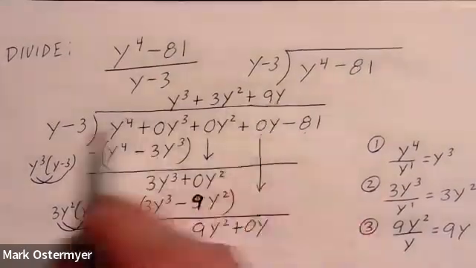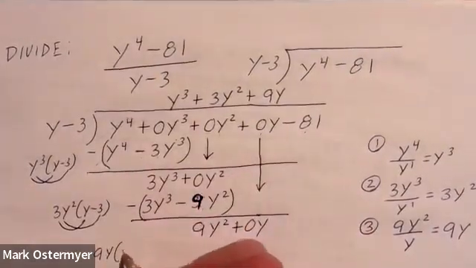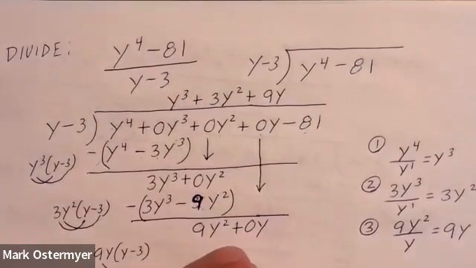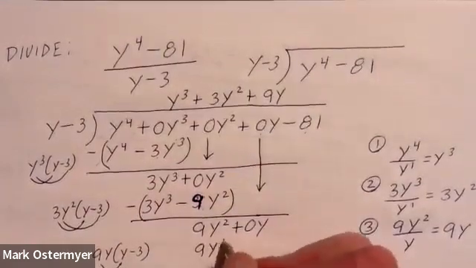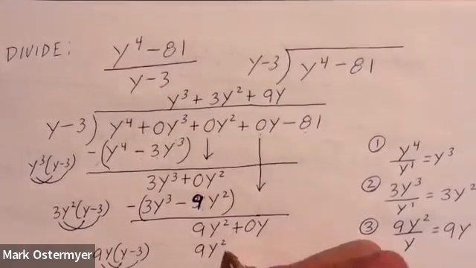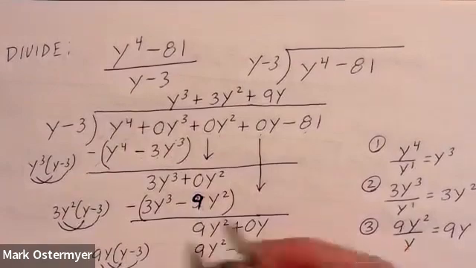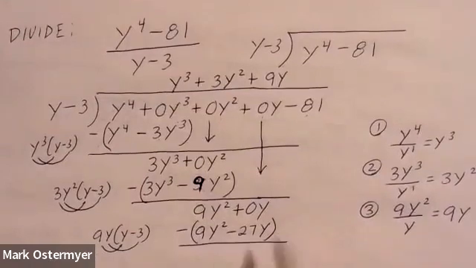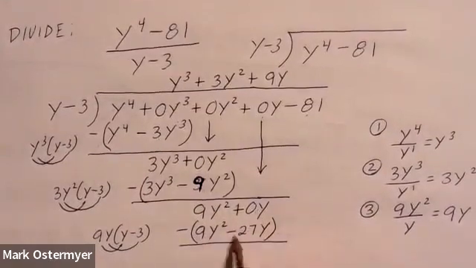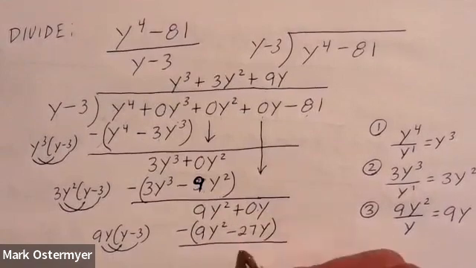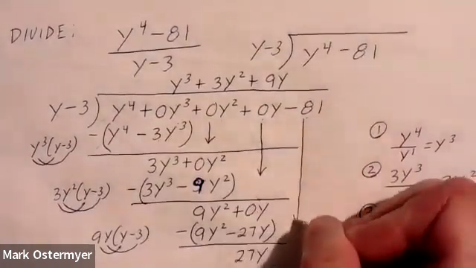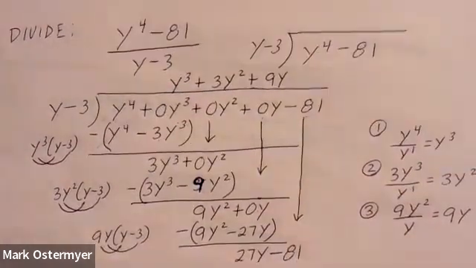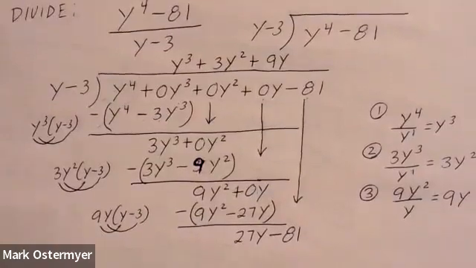Take the 9y, multiply it by your divisor, and what do we get? 9y times y is 9y squared. 9y times -3 is -27y. Subtract off the whole polynomial. Now, 9y squared minus itself is 0. 0y subtract a -27y is 0y plus 27y, which is 27y. Bring down the -81. Here's the last round of division. And we ask ourselves, how many times is this y up here divided into 27y?